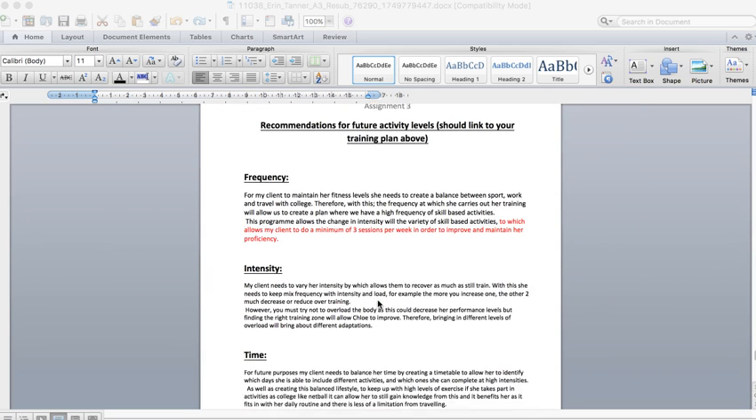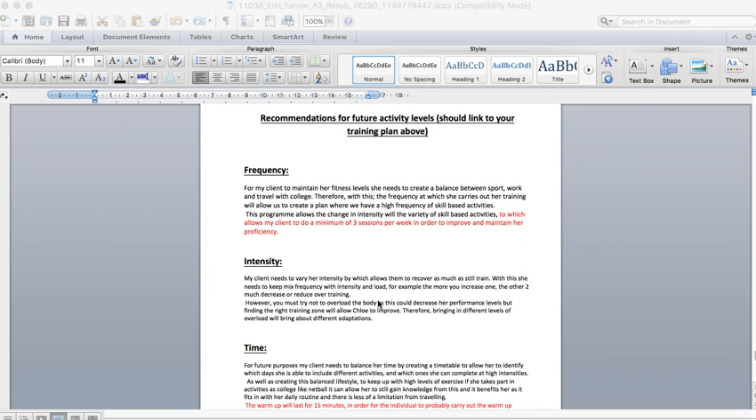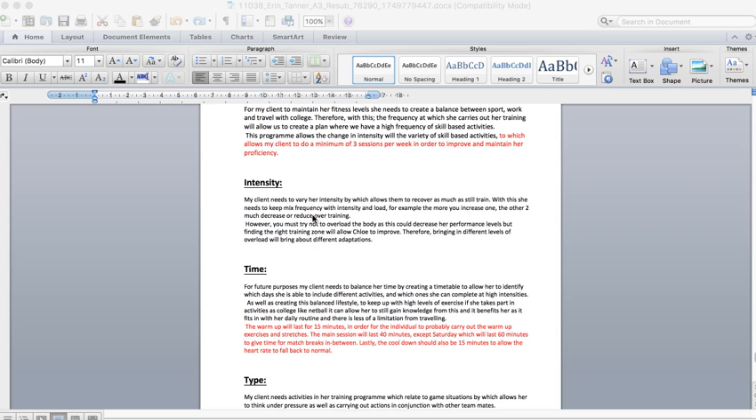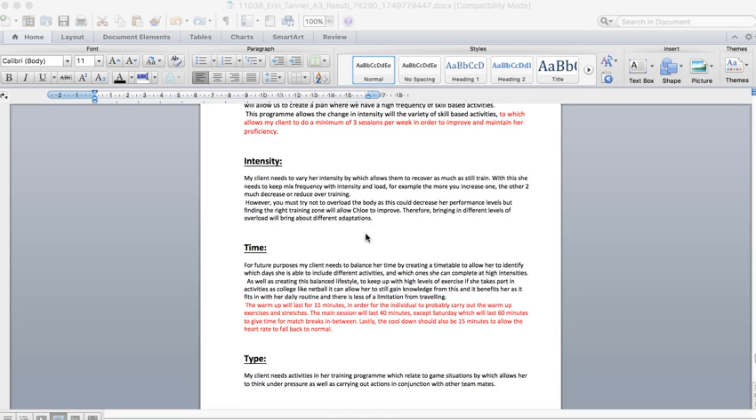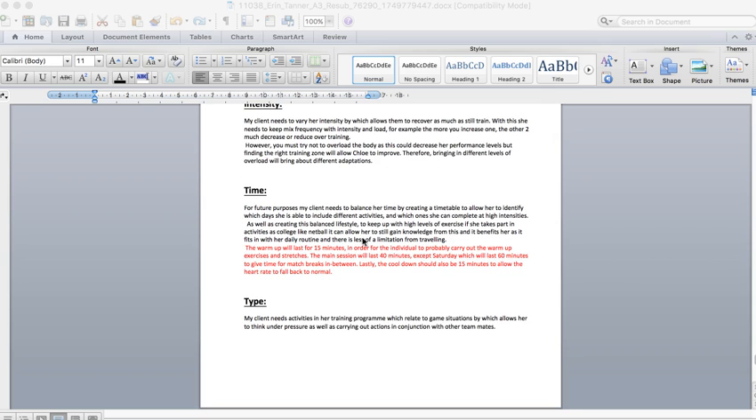And then when we get onto this last bit, recommendations for future activity should link to your training plan above. So frequency, how often, for instance, if you've planned for them to do flexibility, how often should they do that? How many times per week? Why do they need to do that per week? Why do they need to do that many sessions per week in order to develop that area? What's the intensity that they'd be working at, and why do they need to work at that intensity to develop that area and their fitness testing score? How long, what time should they be doing it for, and why should they do it for that time?